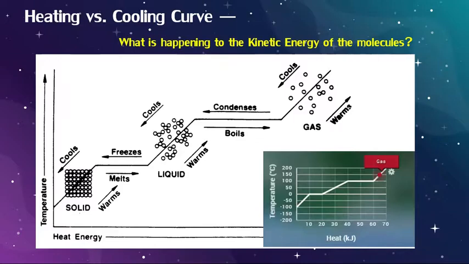Let's take a look at the heating and cooling curve. So we'll start by looking at the heating curve in black and white here in this picture. So you'll notice that as you go across the x-axis, heat energy is increasing. And then as you go up the y-axis, it shows an increase in temperature. So on this heating curve, you'll notice that as you increase the heat energy, the temperature is also going up. But then at some point, it stops increasing. The temperature stops increasing even though heat is still being added.